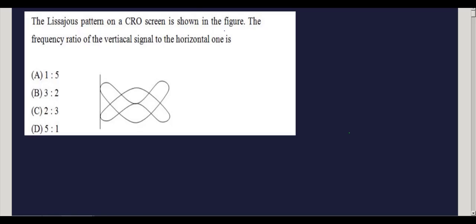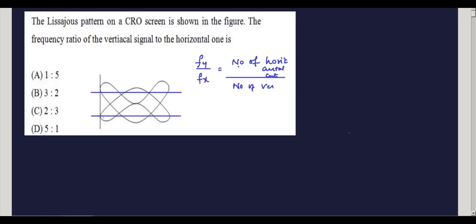The next question: a Lissajous pattern is given, and asked for the frequency ratio of the vertical signal to the horizontal signal. So FY over FX equals the number of horizontal cuts by the number of vertical cuts. Let's see clearly how many horizontal cuts come into the picture. Horizontal cuts: this is 1, this is 2, this is 3, this is 4, this is 5, and this is 6. Vertical cuts, you observe here: this is 1, this is 2, this is 3, this is 4. So 3 is to 2 is the answer.